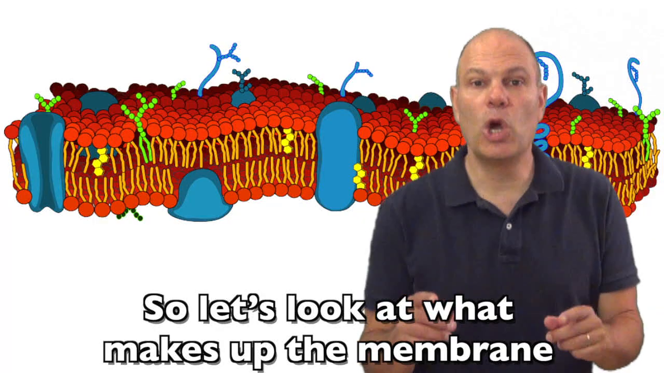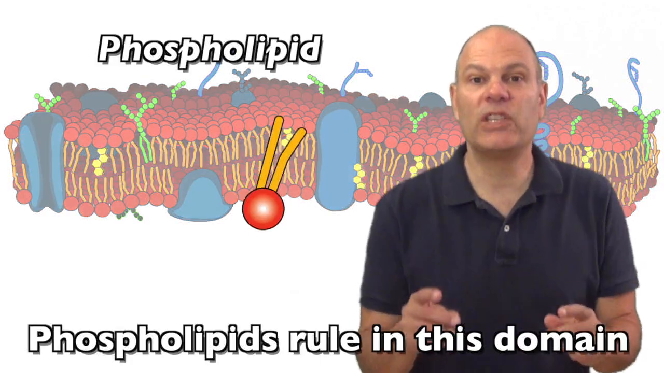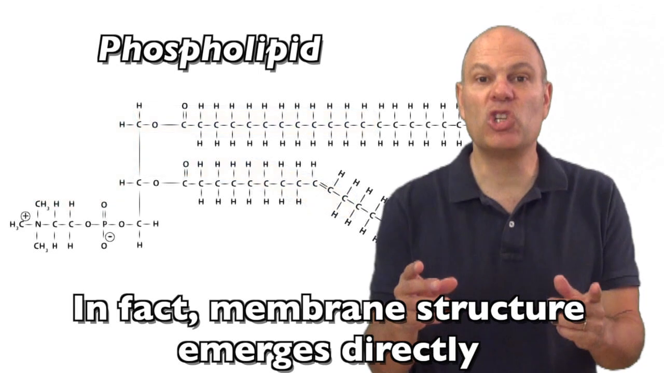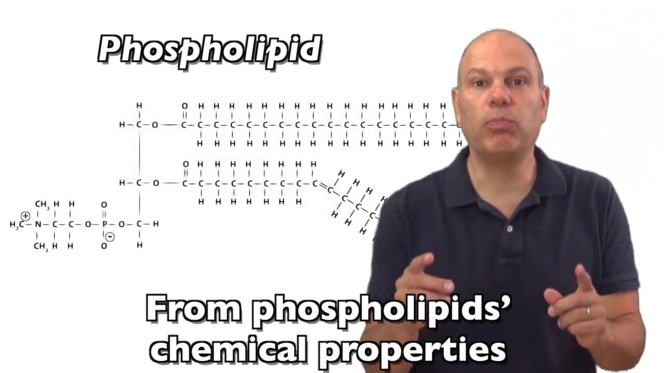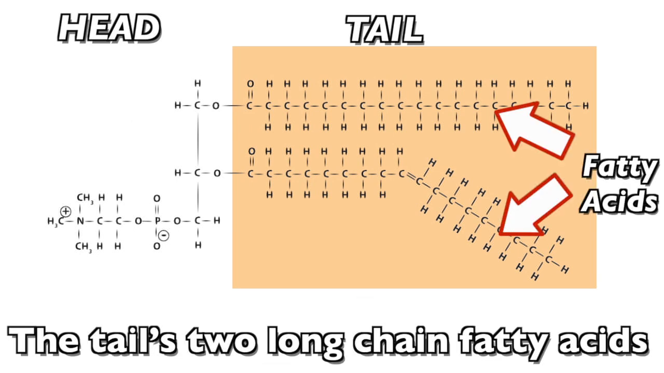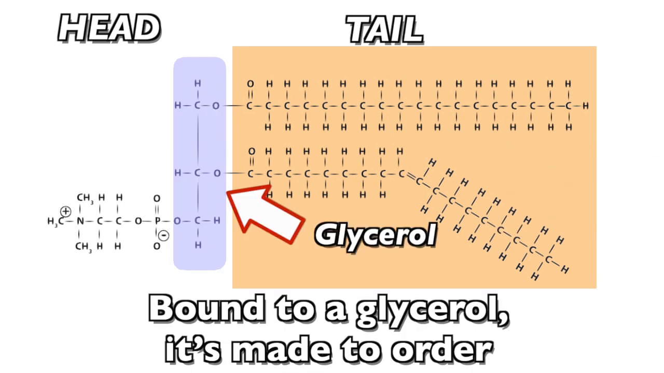So let's take a look at what makes up the membrane. Phospholipids rule in this domain. In fact, membrane structure emerges directly from phospholipids' chemical properties. There's a head and a tail on every phospholipid. The tail's 2 long-chain fatty acids bound to a glycerol, it's made to order.